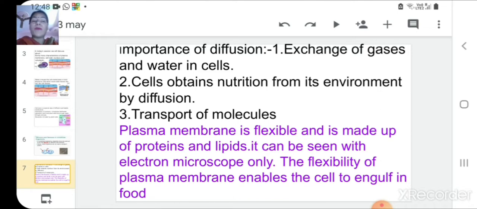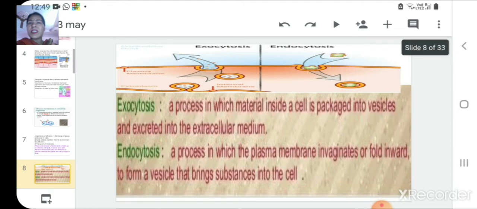The flexibility of the plasma membrane enables the cell to engulf food, and this is a special feature of living organisms and a special process known as exocytosis and endocytosis. Exocytosis is a process in which material inside a cell is packed into a vesicle, and then this packed vesicle is excreted out of the cell. This process is known as exocytosis.